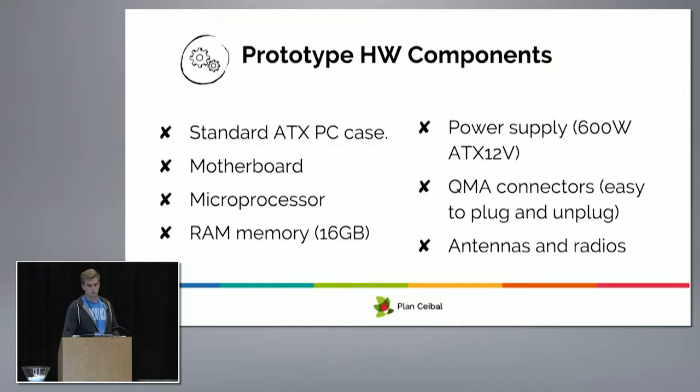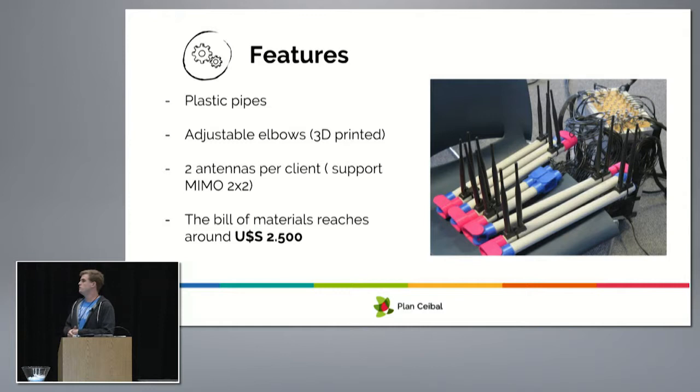This slide shows some particular features about the emulator. We use plastic pipes in order to protect the cables. We used adjustable elbows, 3D printed, to allow bends and to make it portable. We also use two antennas per client to support MIMO 2x2. And another important thing is the total price. The bill of material reached around $2,500.